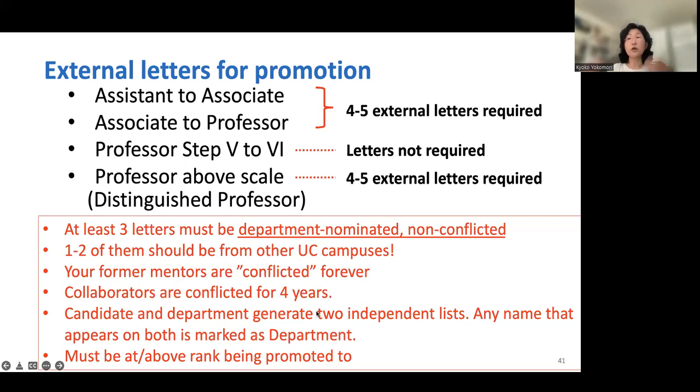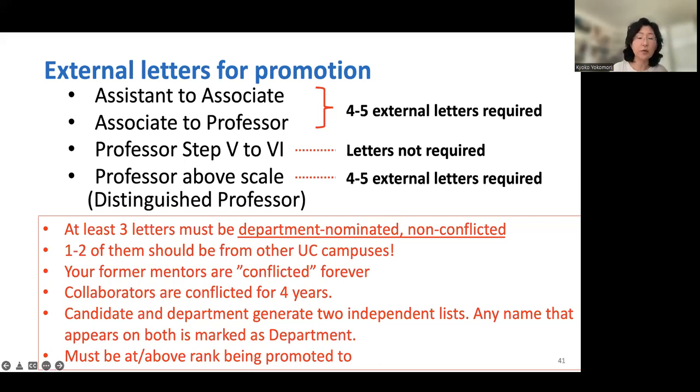Also, you and the department should come up with 2 separate lists of potential letter writers. I think this is a relatively new rule, but if there is overlap of the same names, those are now considered department nominated non-conflicted. Before, we worried that if there was overlap, that's a problem. But now you don't need to worry about that. If there are overlapping names between your list and the department list, that becomes departmental non-conflicted. So that's good. All right.